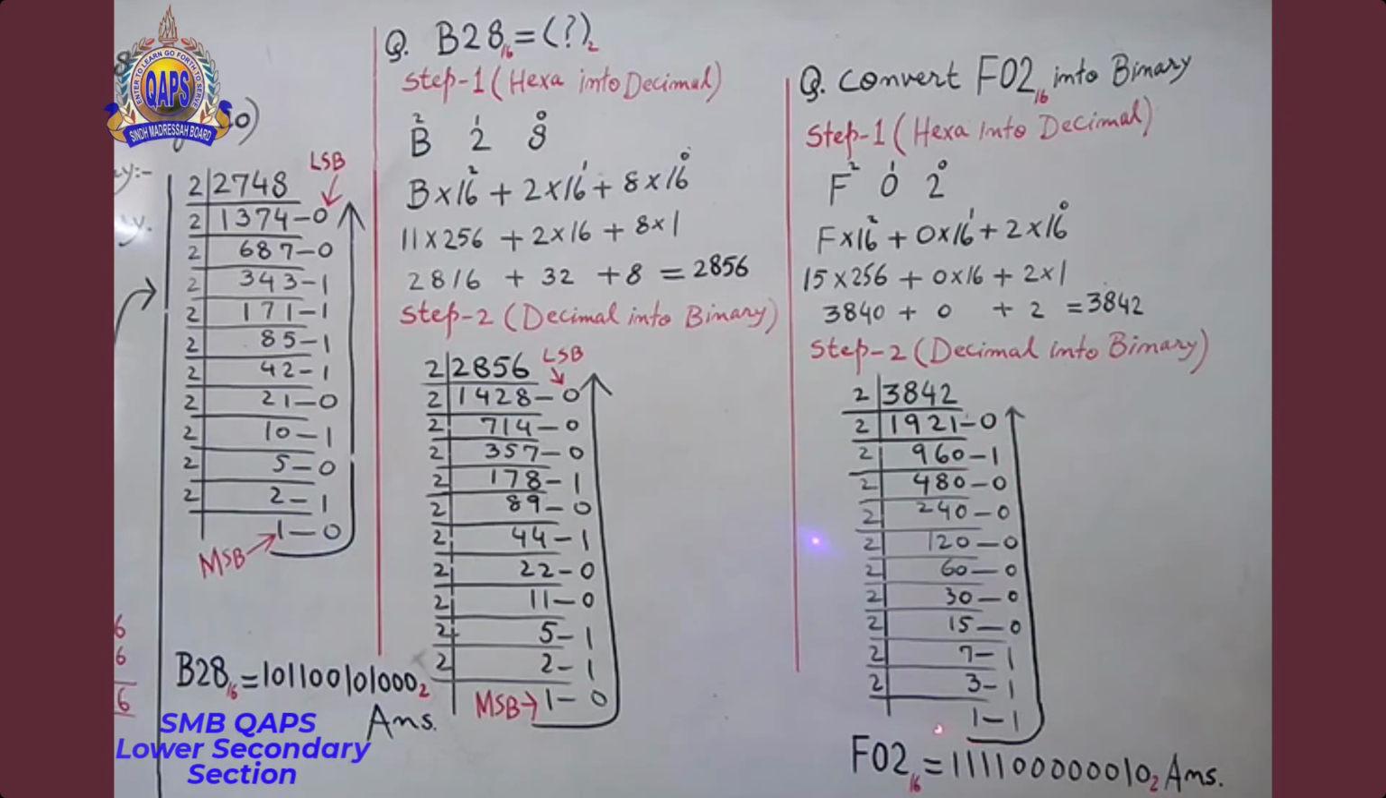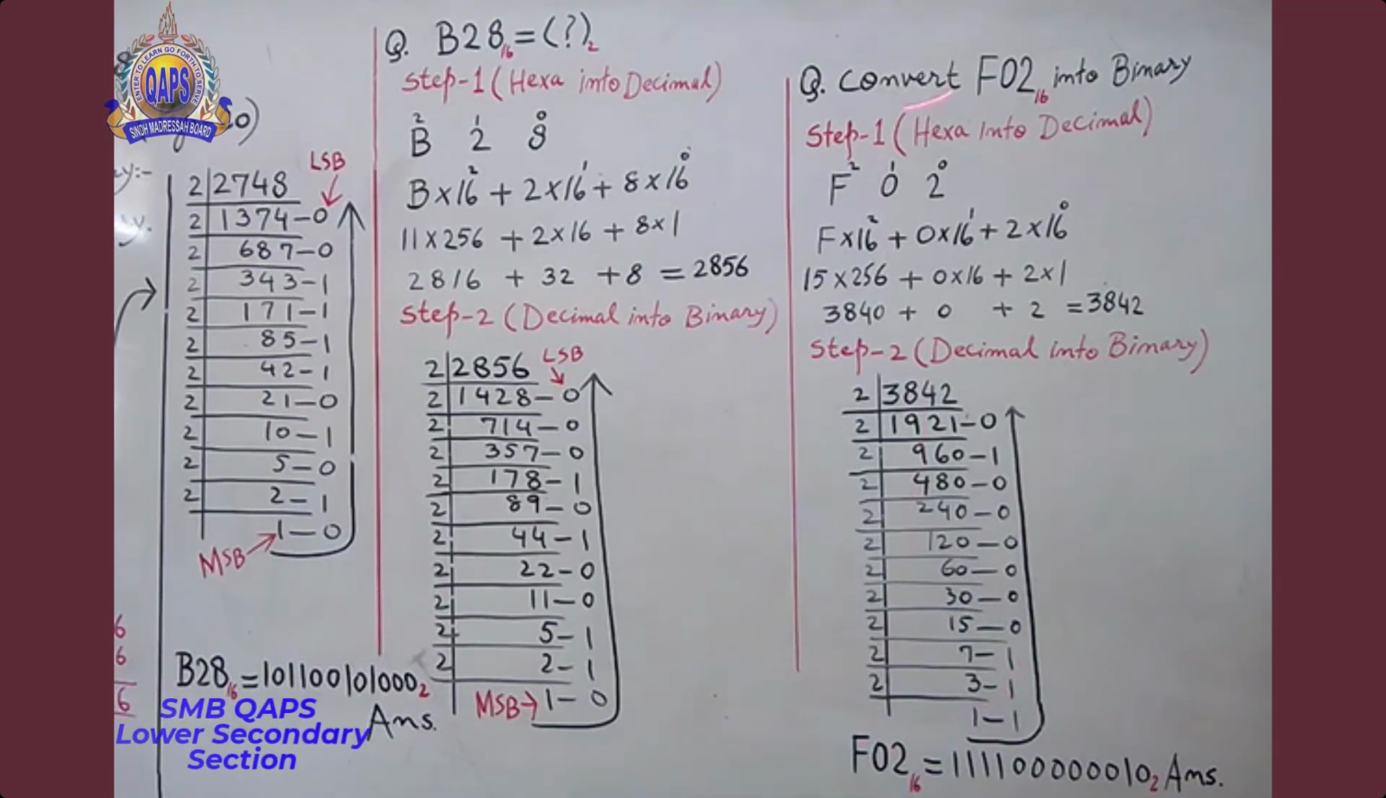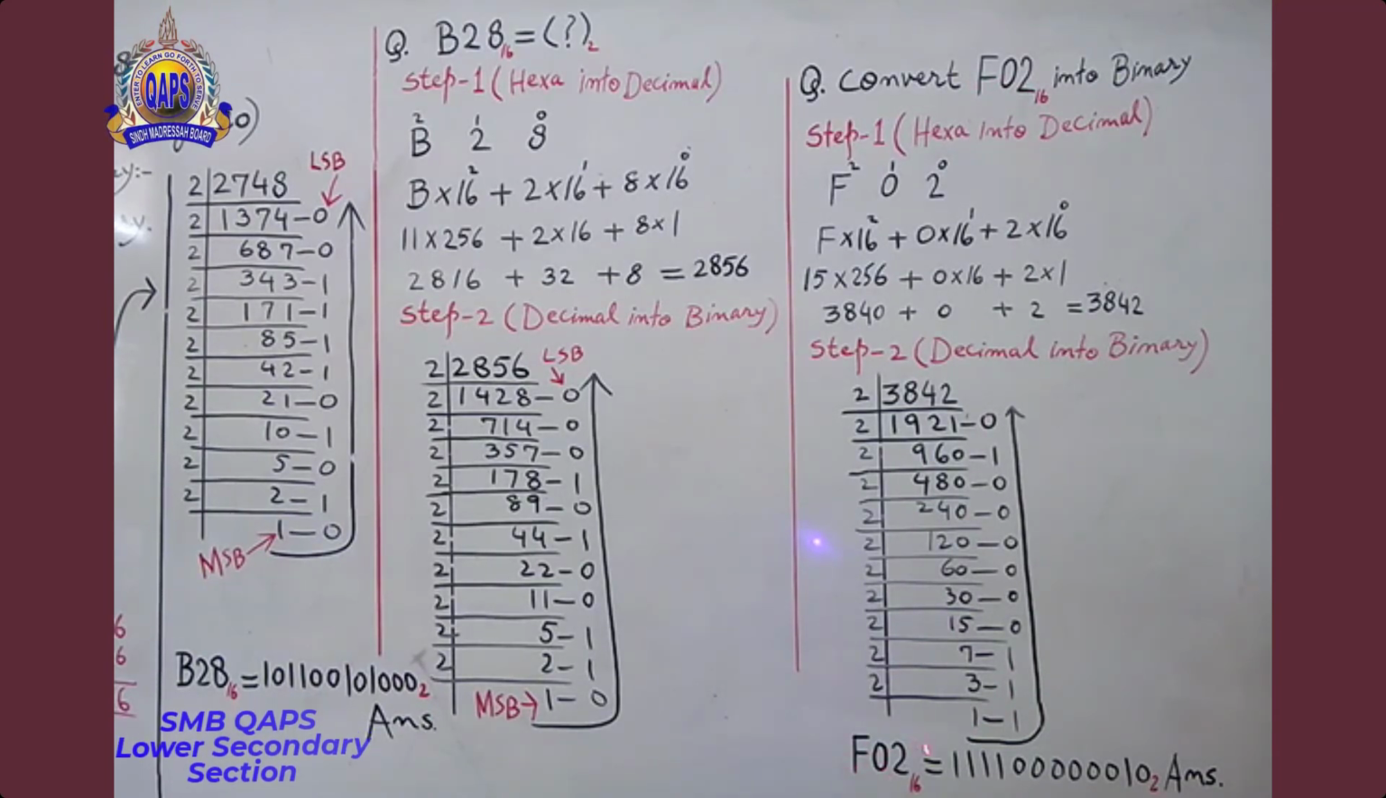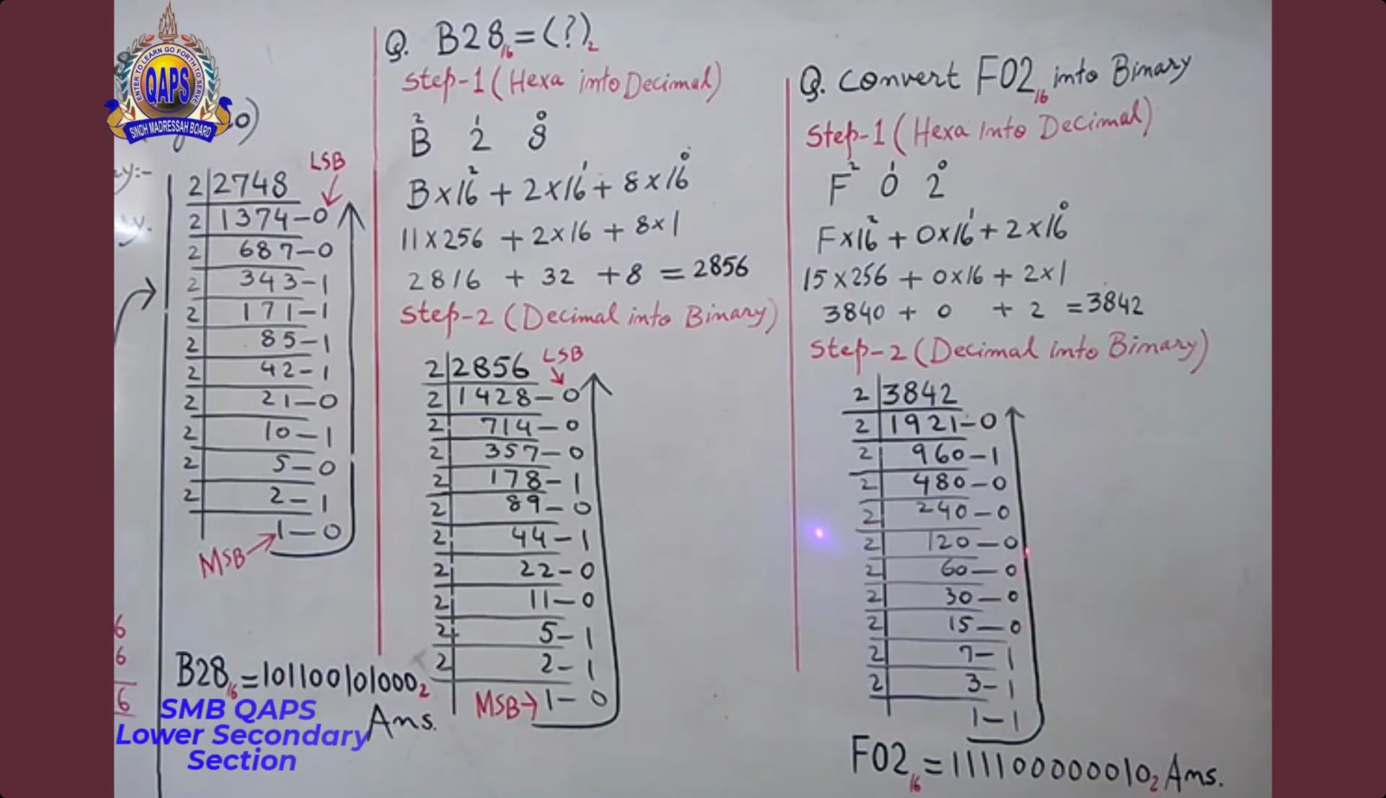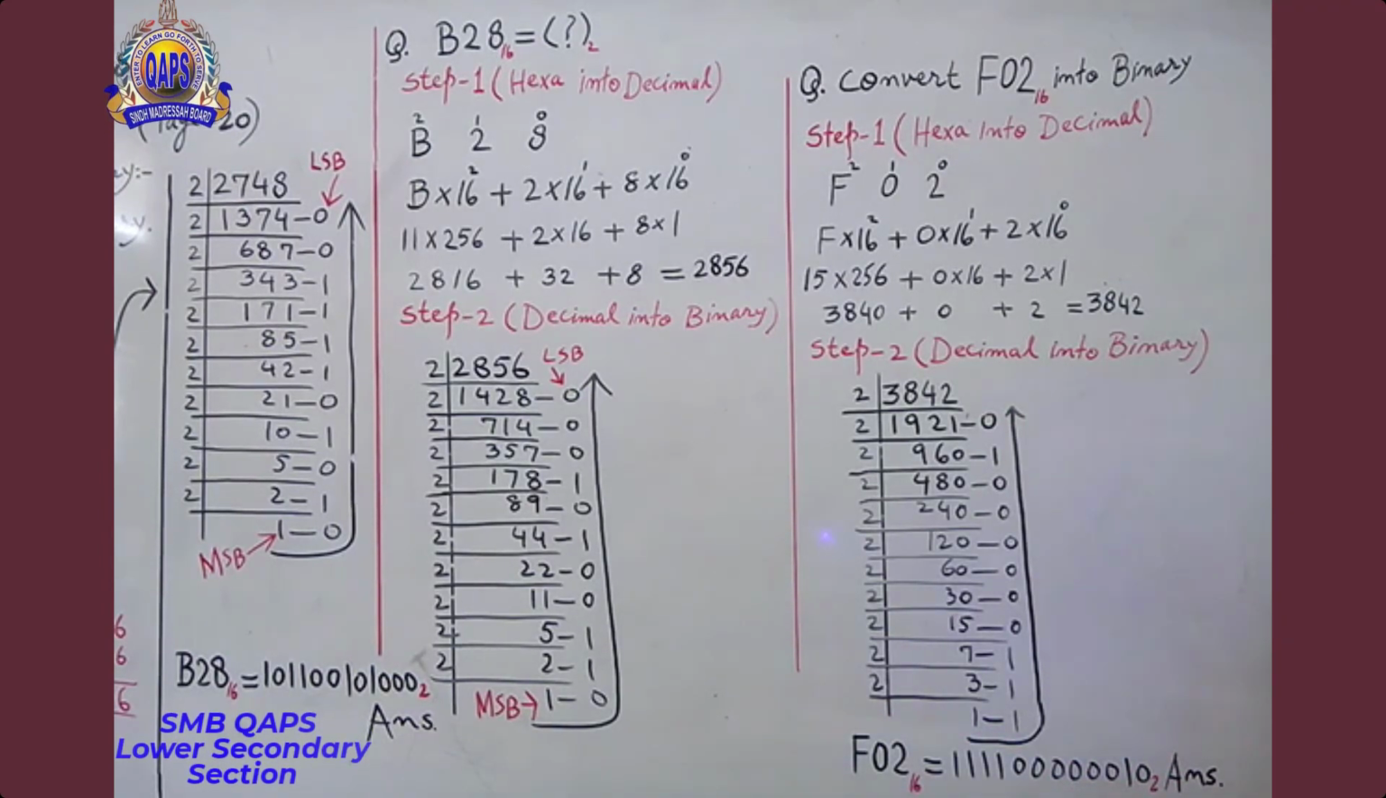So the answer will be MSB to LSB. You will write the answer from over here: 1, 1, 1, 1. So F02 hexa is equal to, have a look, 1 1 1 1 0 0 0 0 0 0 1 0. This is the answer. Check it now.